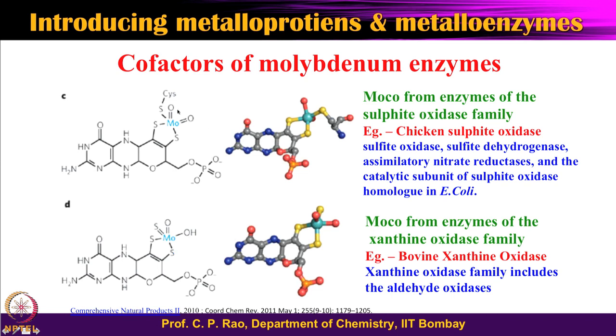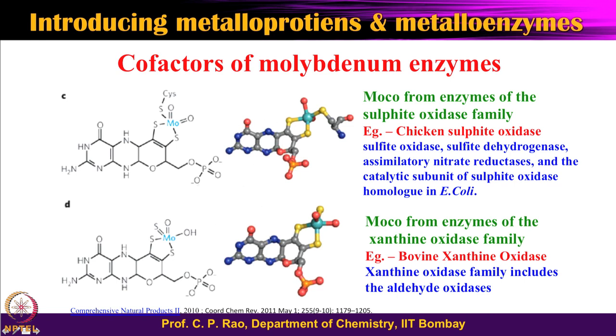So, here you have a dioxo center. Generally, to keep in mind, whenever you have a dioxo, double bond oxo center, this is molybdenum 6. When you have a single molybdenum oxo, then it is 4. Suppose one double bond oxo and one double bond sulfur, again 6. So, molybdenum has two favorite oxidation states.